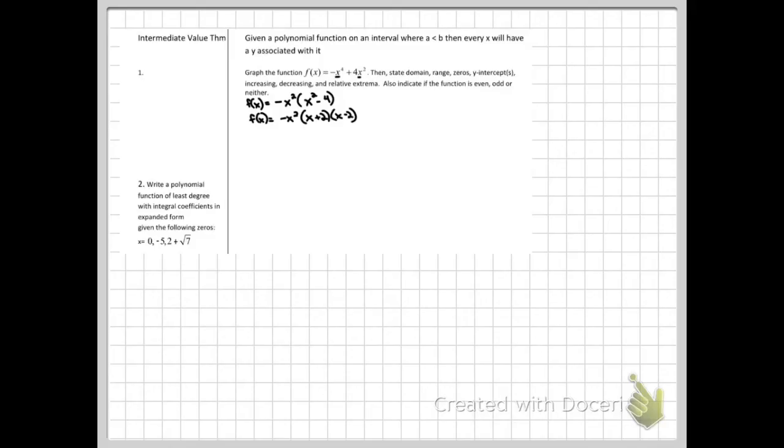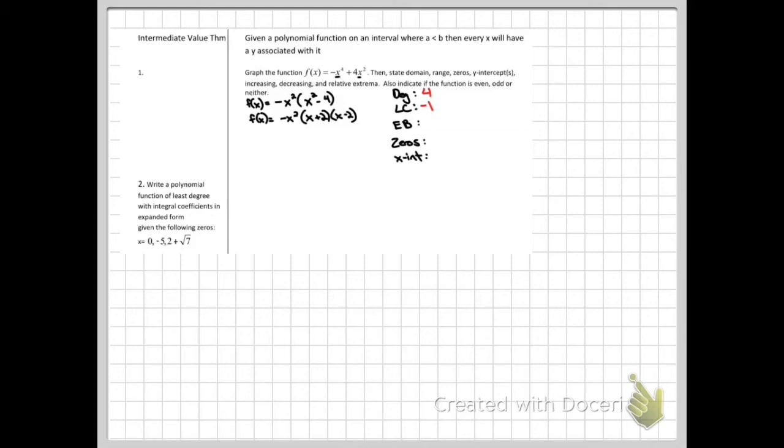See if you can find these things for me. See if you can find the degree, the leading coefficient, the end behavior, and the zeros or roots. Actually, I want to do x-intercepts also because I want to make a point about how we name those things. See how many of those you can find now that it's in factored form.